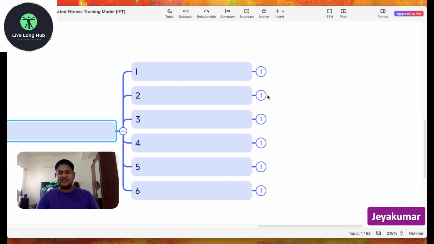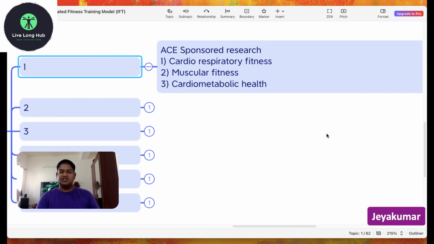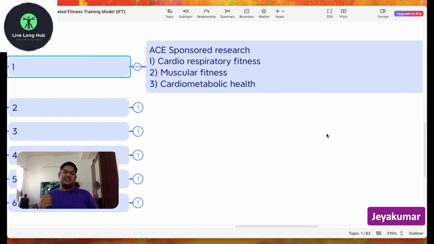So here basically the ACE has done a sponsored research. One, to see the benefits in terms of cardiorespiratory fitness. Second, the muscular fitness. Third is the cardiometabolic health. What this means is more towards your sugar level, cholesterol, blood pressure, all those monitoring.